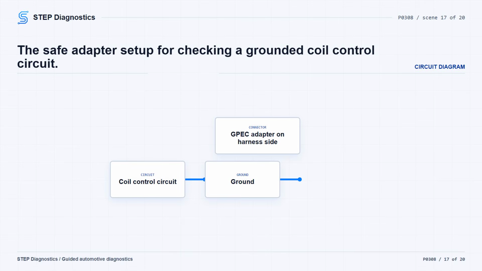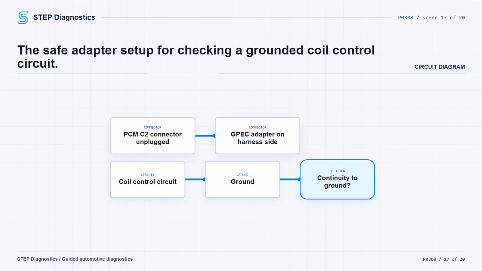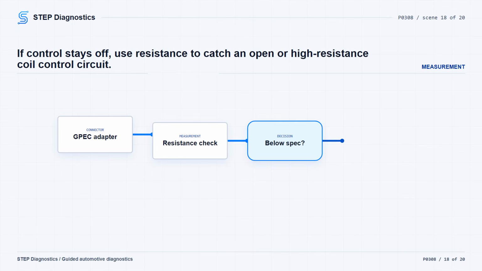For a coil control circuit short to ground check, turn the ignition off, disconnect the PCM-C2 connector, and install the GPEC Diagnostic 10436 adapter on the engine harness side. Do not probe PCM harness connectors directly. That can damage terminals and create poor terminal-to-pin contact. Check continuity between ground and the coil control circuit at the ignition coil connector. If there is continuity, repair the short to ground and verify the repair. If there is no continuity, continue to the final connection checks.